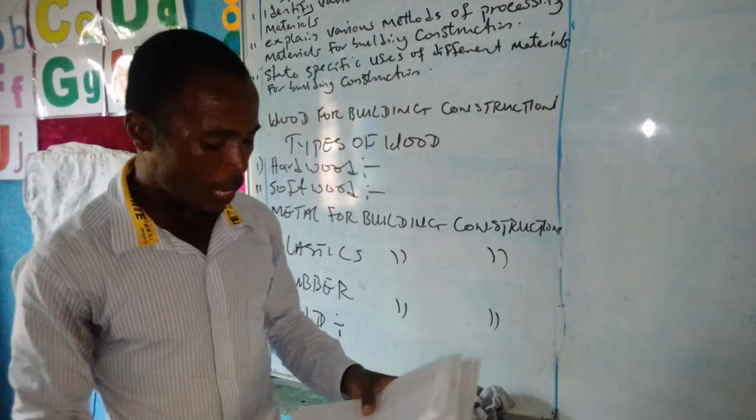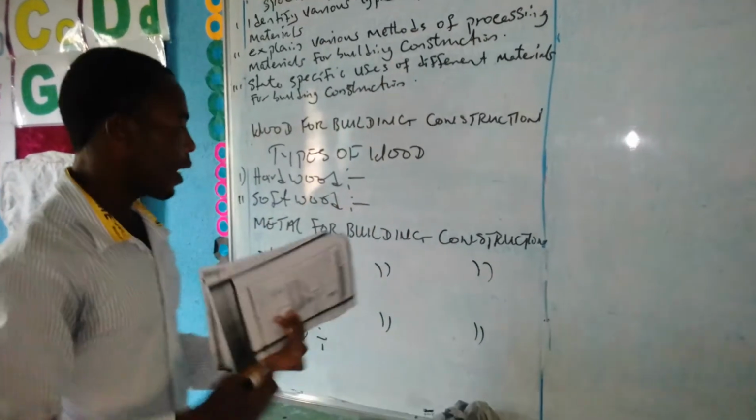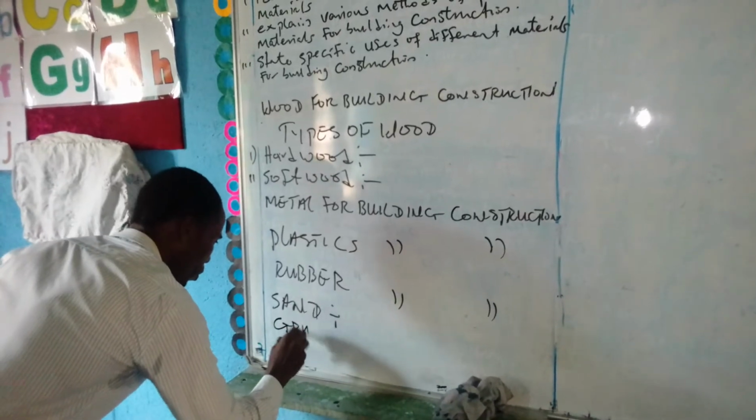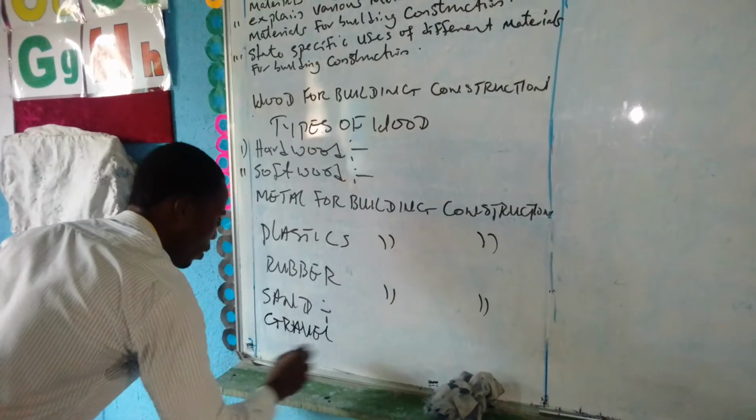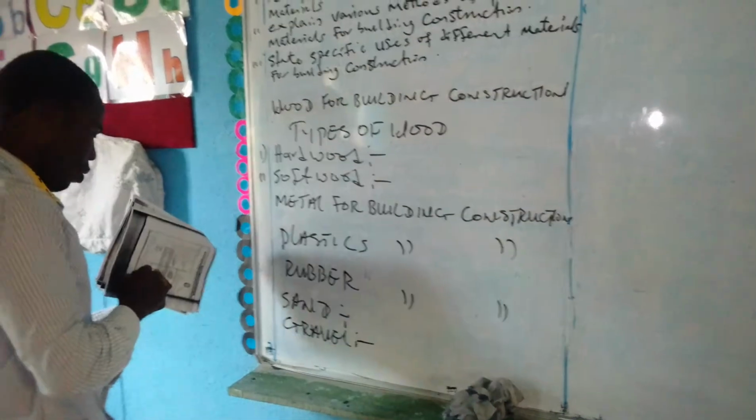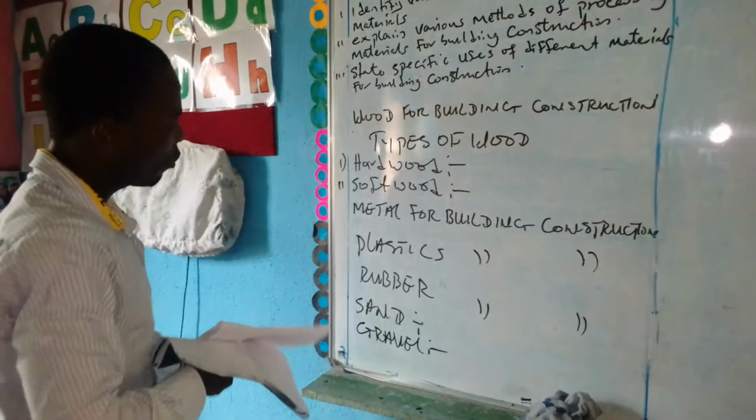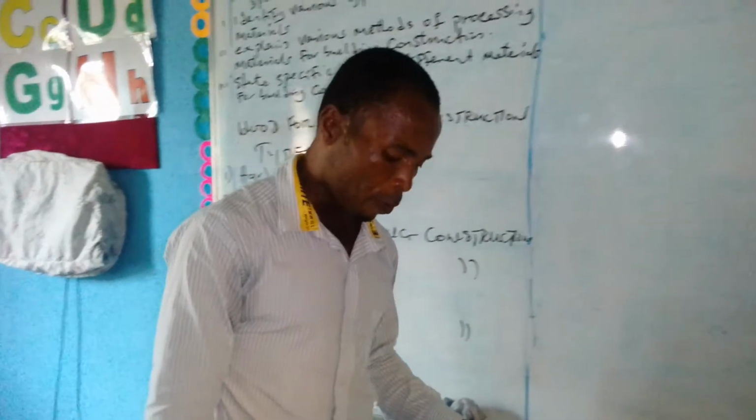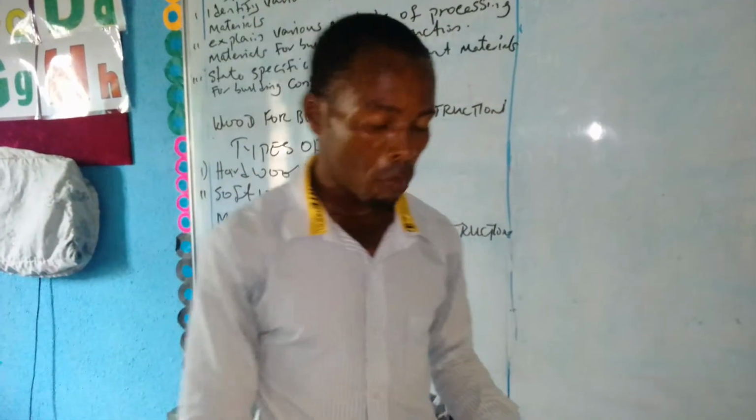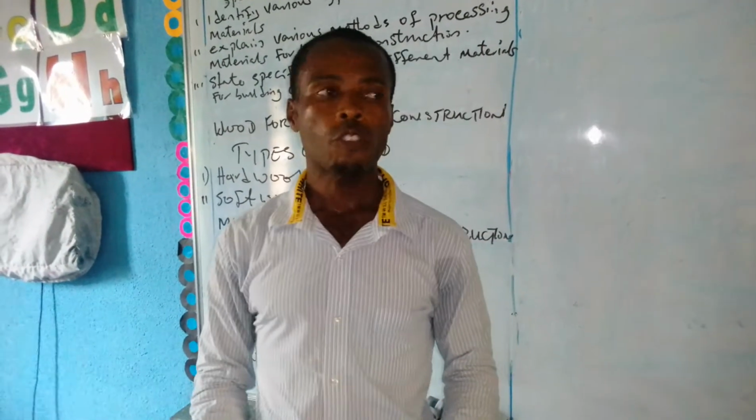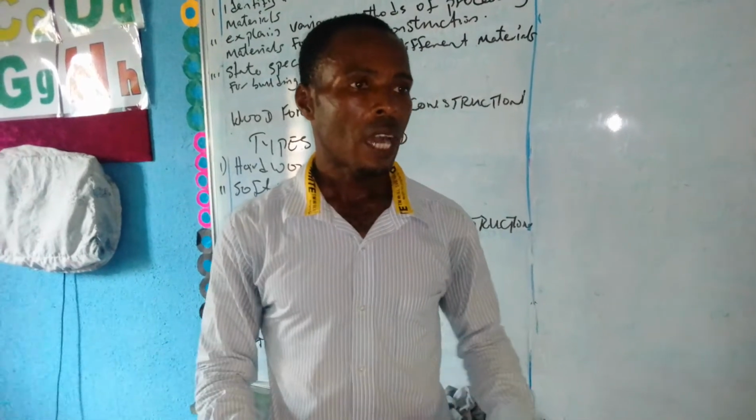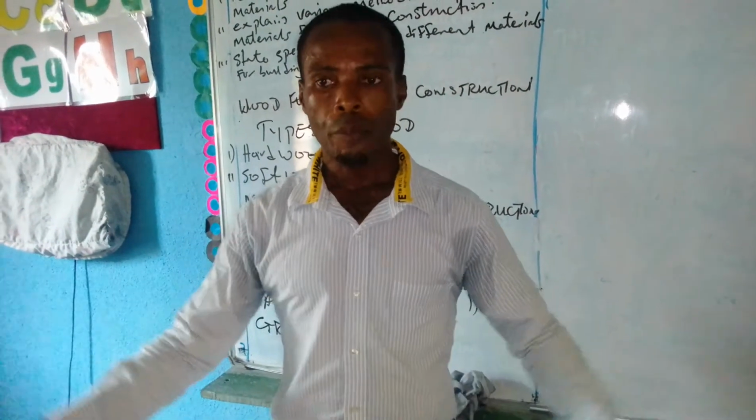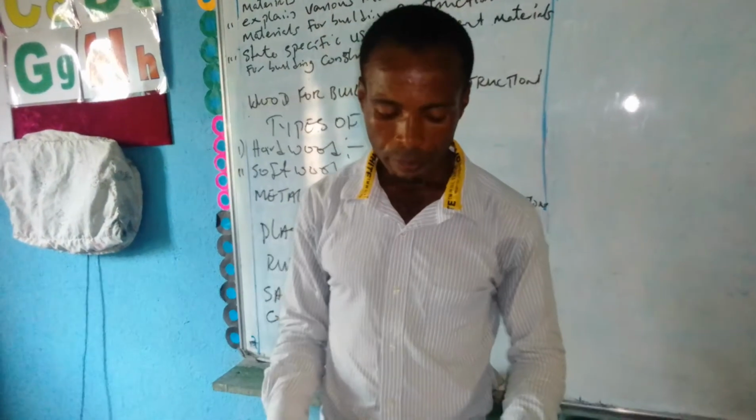Now we have another one. We have gravel. Also one of the building materials we discussed today. The gravel is useful for casting, building column and foundation. We use gravel for casting and also for laying our building foundation.